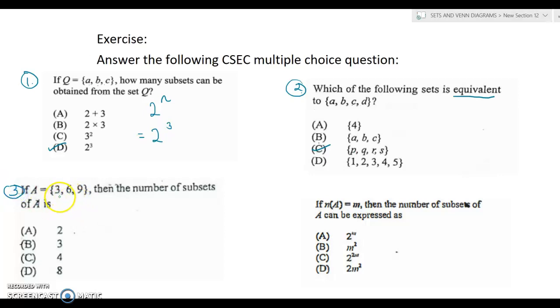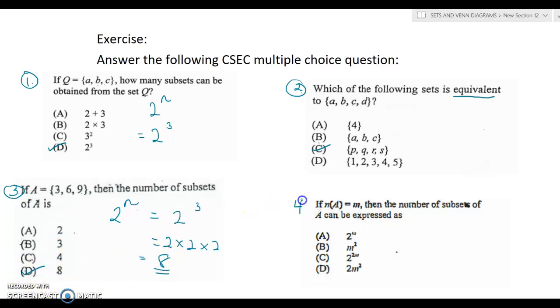Let's look at number 3. If set A is equal to 3, 6, and 9, then list the number of subsets. And now this is just like number 1, right? So to find the number of subsets is 2 to the power n, where n is the number of members in the set. We have 1, 2, 3 members, which is 2 to the power 3, which is equal to 2 by 2 by 2. In this case, they wanted the actual value, which is 8. So the answer here is D.